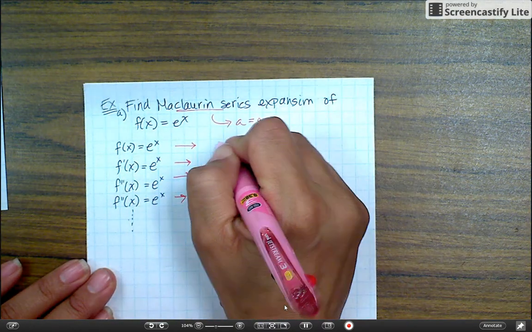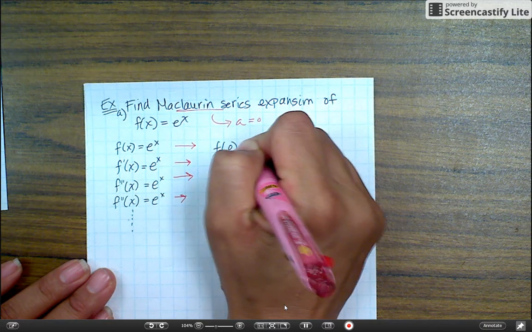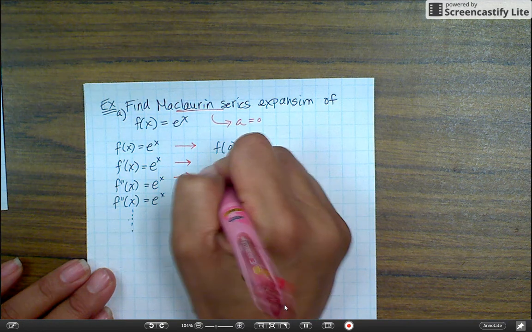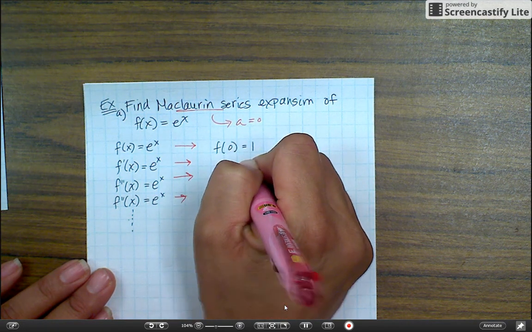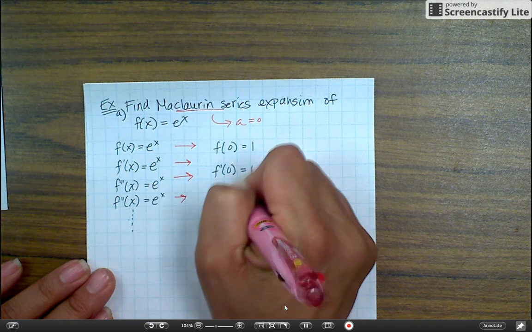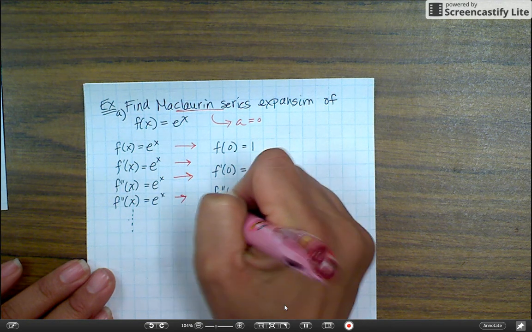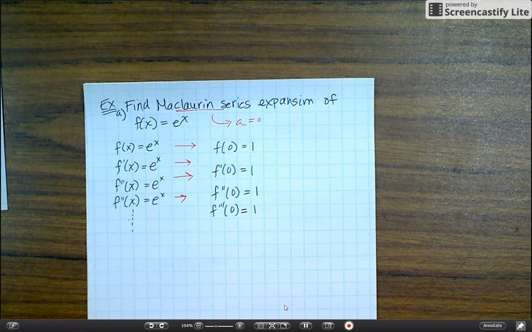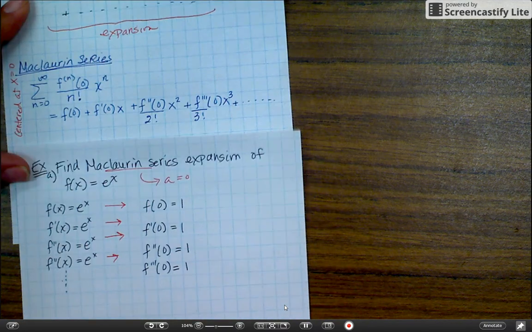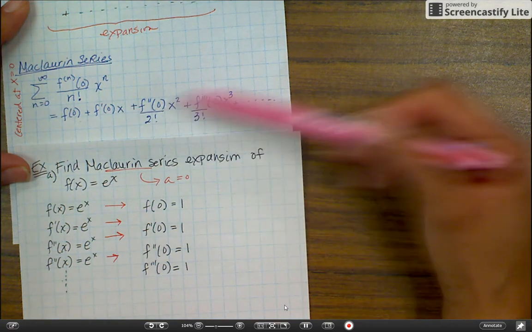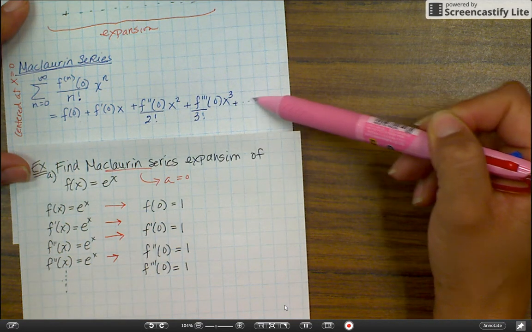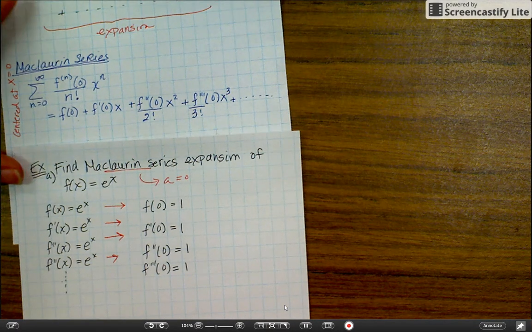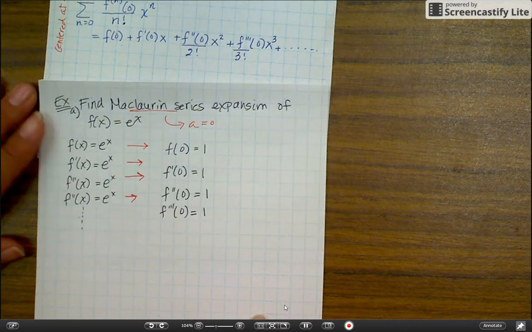I'm going to have f of 0 is equal to e to the 0, which is 1. F prime of 0 is equal to 1. F double prime of 0 is equal to 1. And F triple prime of 0 is equal to 1. So easy. I'm going to put 1 in this spot, this spot, this spot, and that spot. And every other spot. Okay? That is the first part of my expansion. Now I just need to follow the formula.